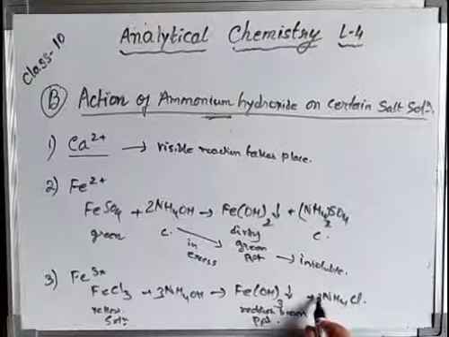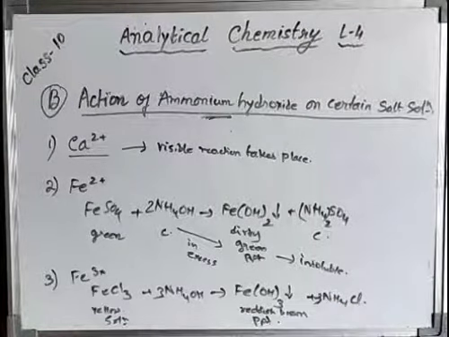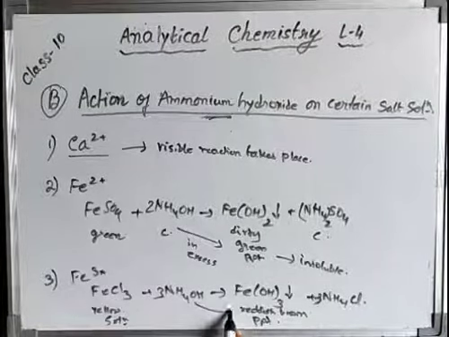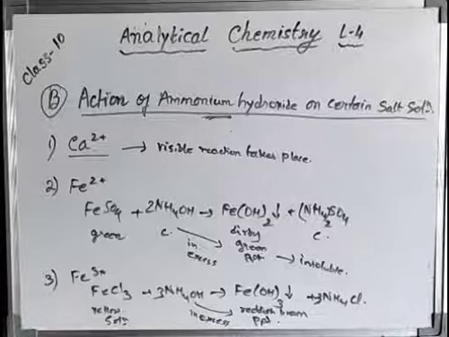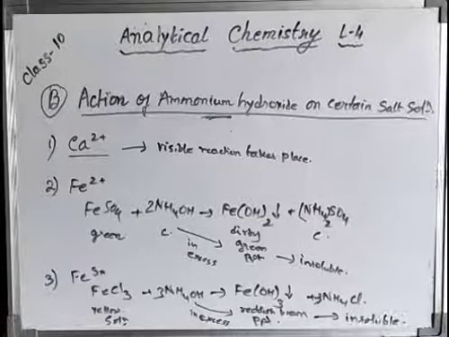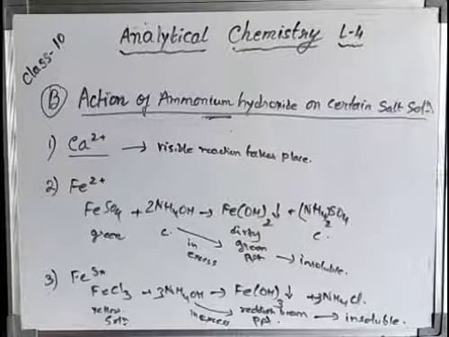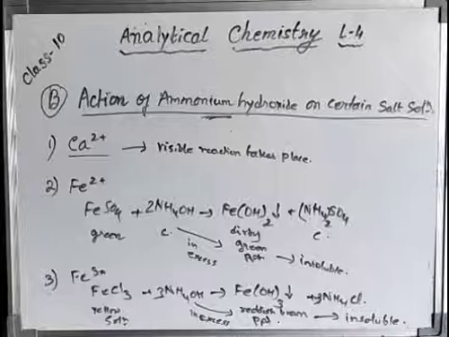Okay. Now in this way we see that a reddish brown precipitate is forming with NH4OH. But when we add it in excess, what will happen? The brown precipitate remains insoluble. That means it behaves the same with Fe2+ and also with Fe3+. Let's see the next one.